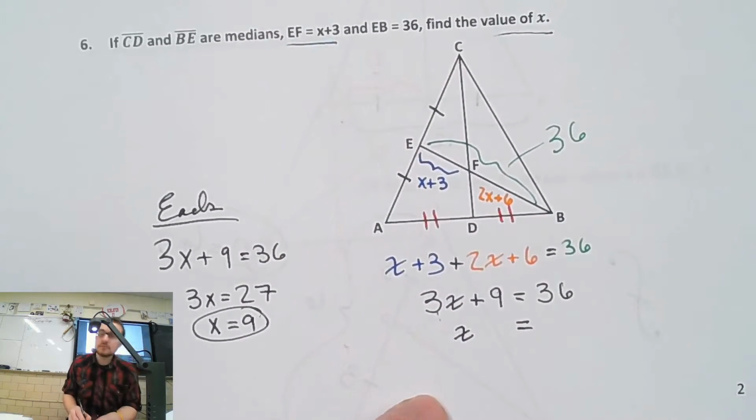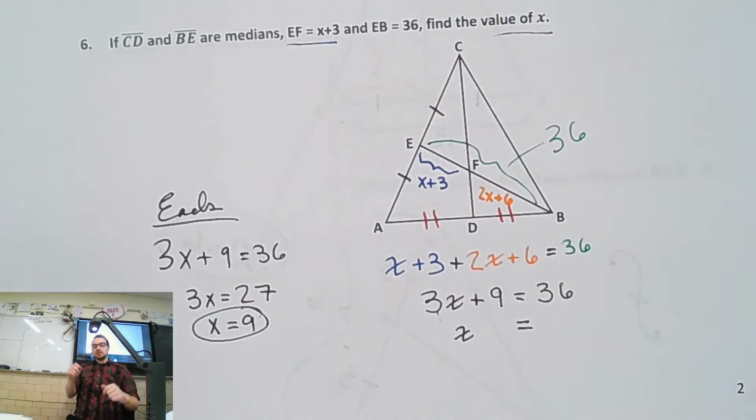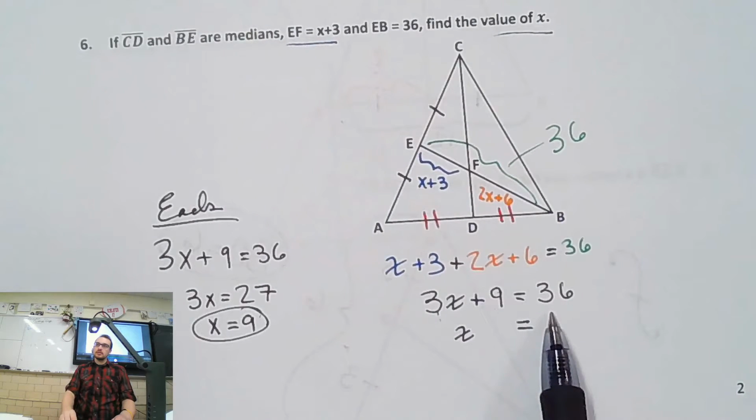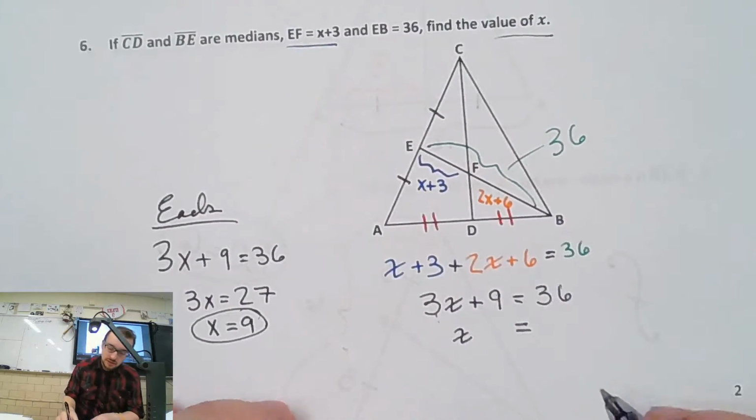Sorry, I was thinking in reverse. If I told you 30 divided by 3, what would it be? 10. So what's 36 divided by 3? 12. 2 more 3s, right? Does that make sense? 10 times 3 is 30. So 2 more 3s gets us 36, right? So 12.